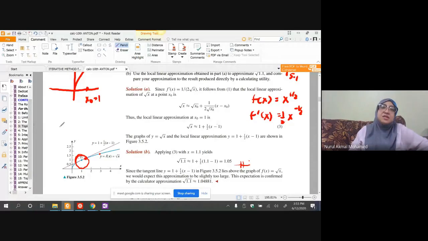What if the question asks you for the approximation of square root of 5.1? How are you going to solve this? Can you please do it in 5 minutes? Of course, you can check with the calculator what it says. And how are you going to use a local linear approximation in order to approximate this square root of 5.1?